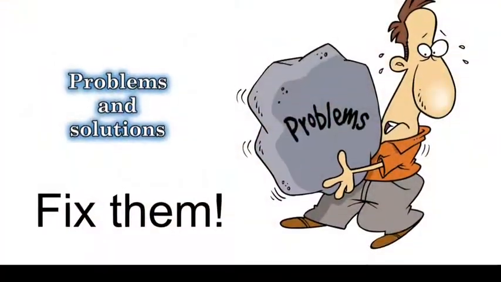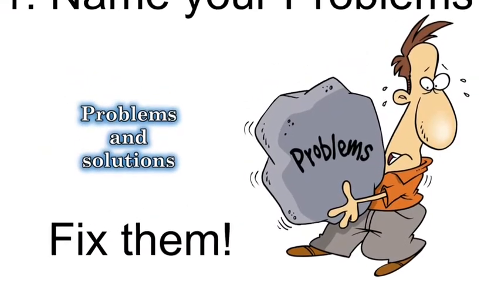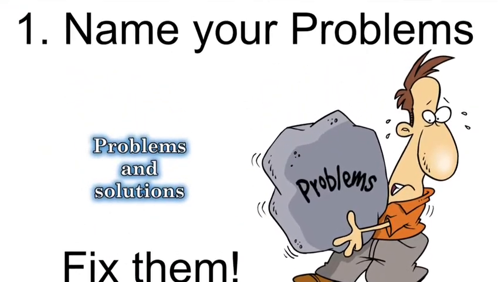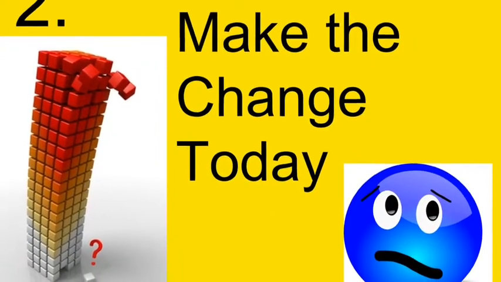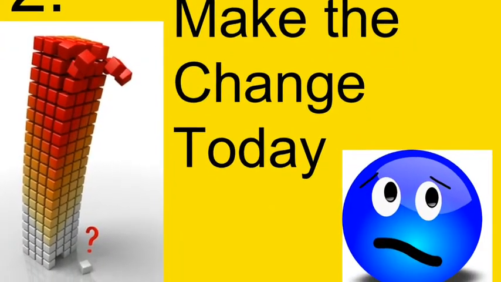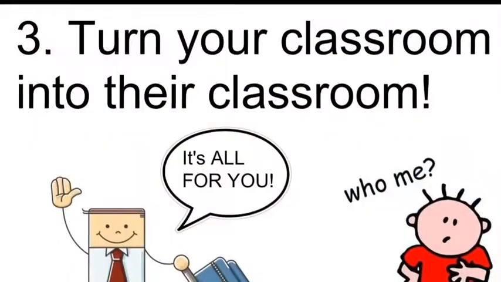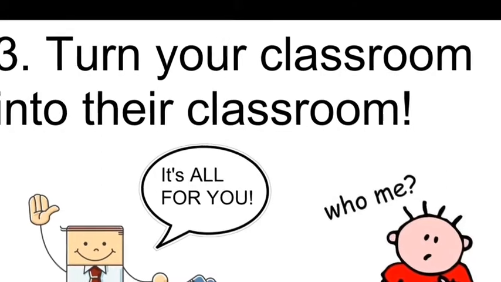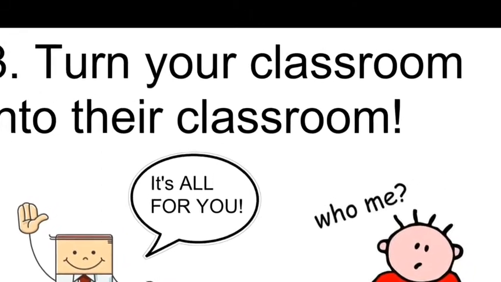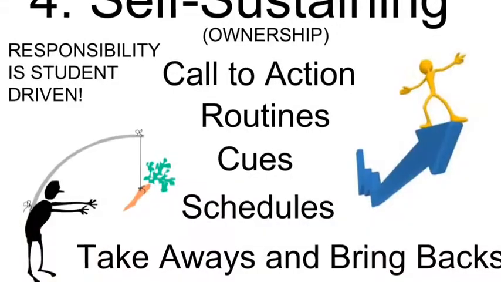In review, naming your problems is the first step. You have to take note of what you would like to change. Next, you need to do something about these problems. Don't put it off or the change will never happen. Use these steps to turn your classroom into their classroom. And finally, work to have an environment that is self-sustained.